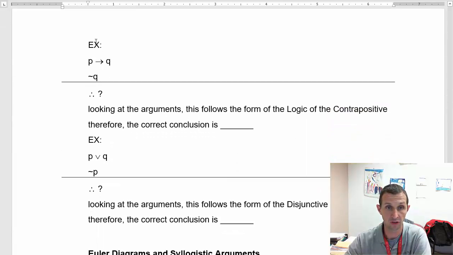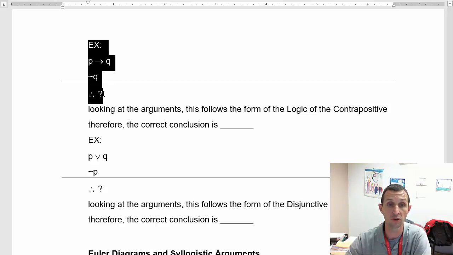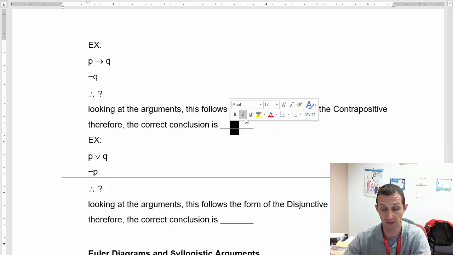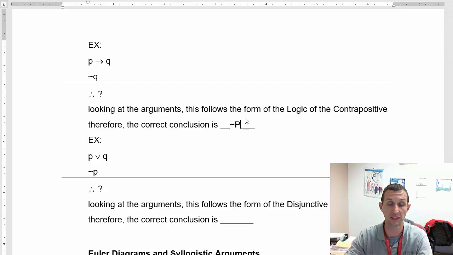All right. So an example would be P implies Q as a premise. You've got not Q. What would be the appropriate conclusion here? Well, this actually follows the form of the logic of the contrapositive, and so the correct conclusion here is not P.